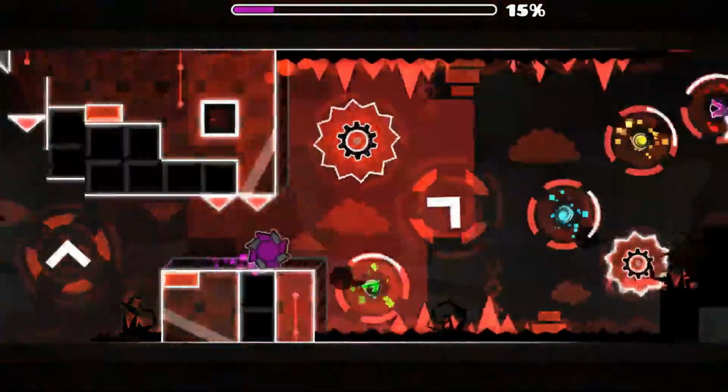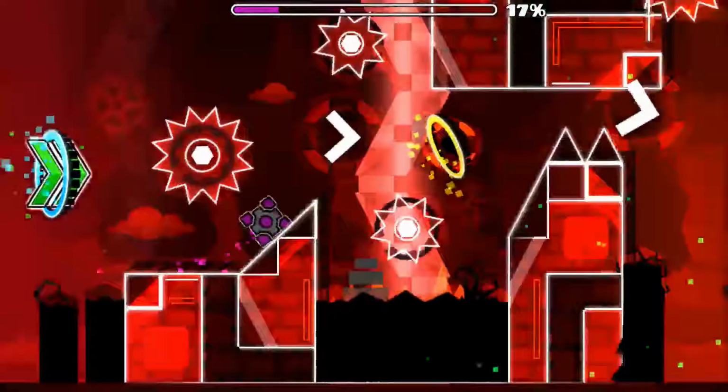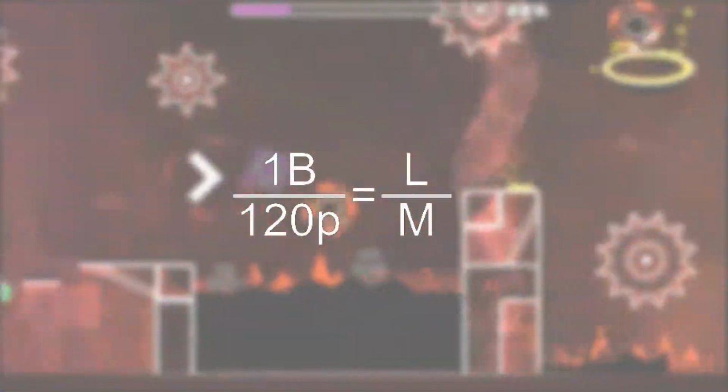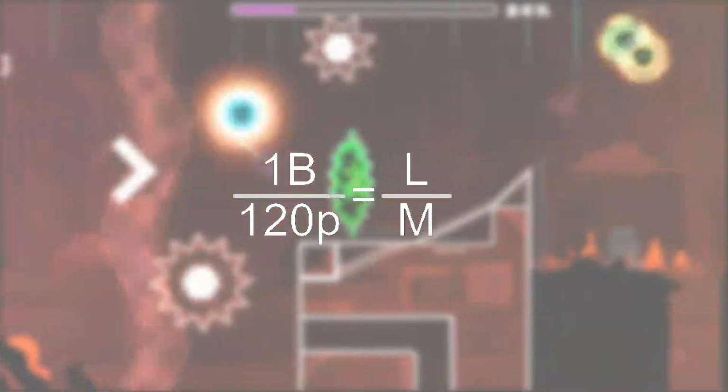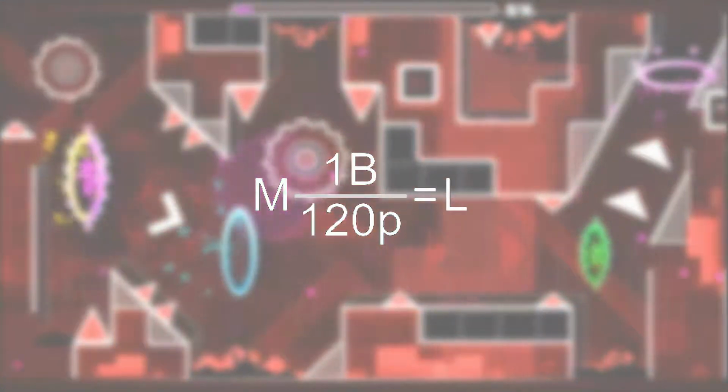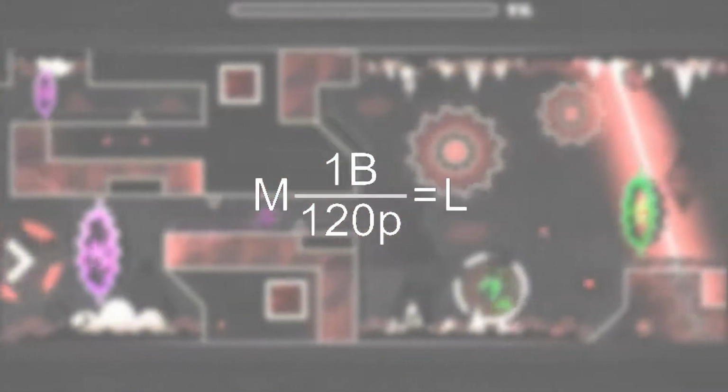So if everybody would like to be able to properly convert the length of something in pixels to blocks, here's a formula that you can use. 1B divided by 120p is equal to L divided by M. Isolating L, you get L is equal to M times 1B divided by 120p. In the equation above, M is the amount of pixels long you measure a line to be, and L is how many blocks long the line is.